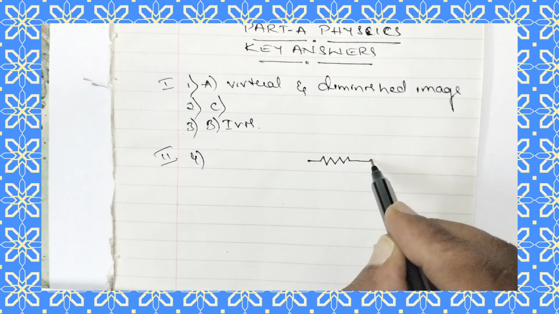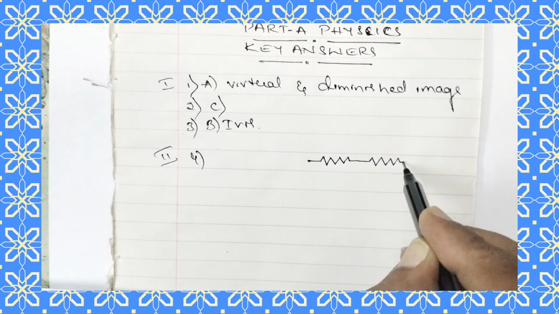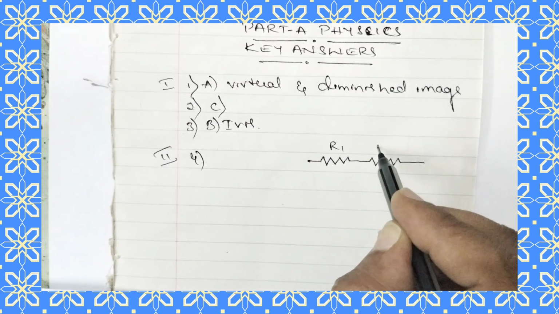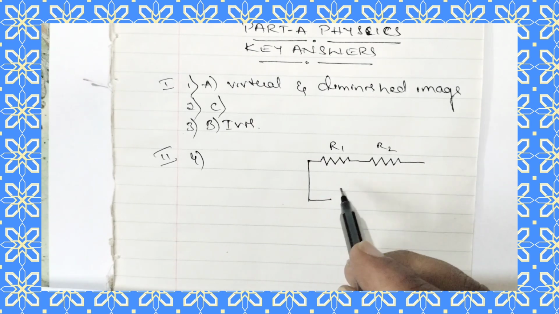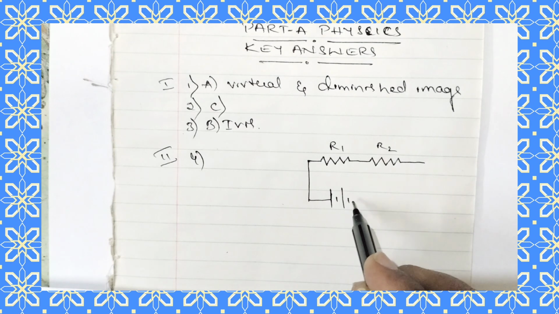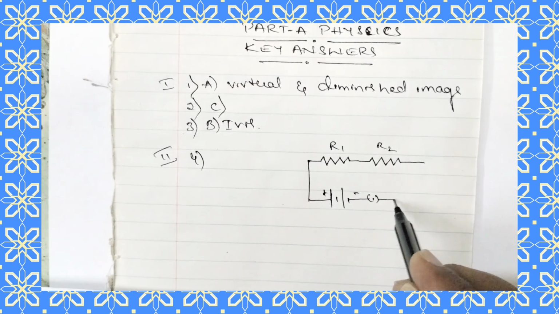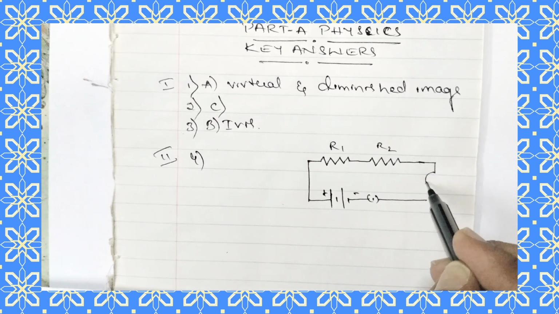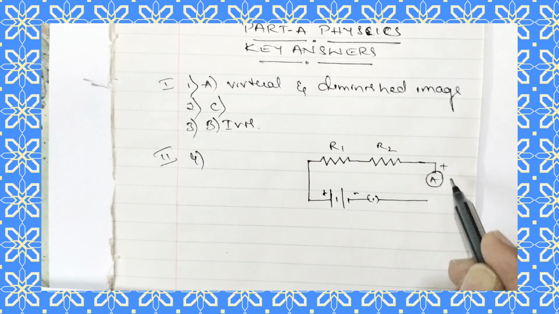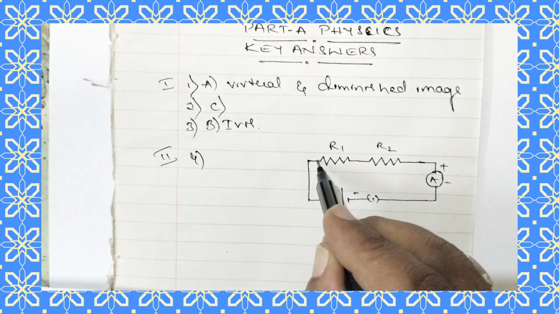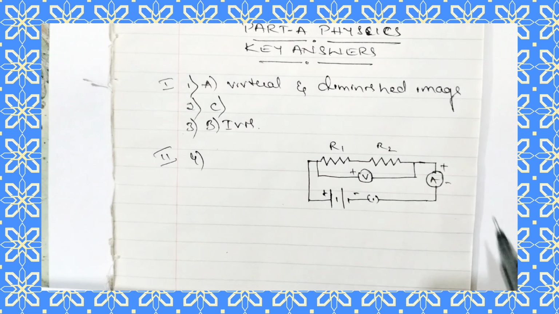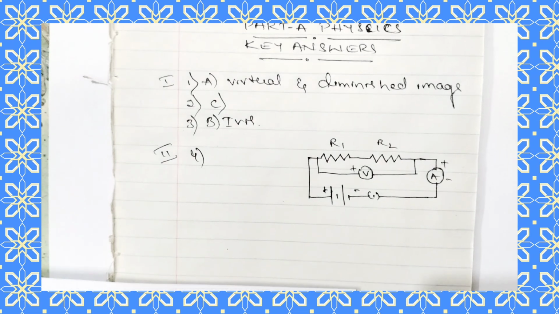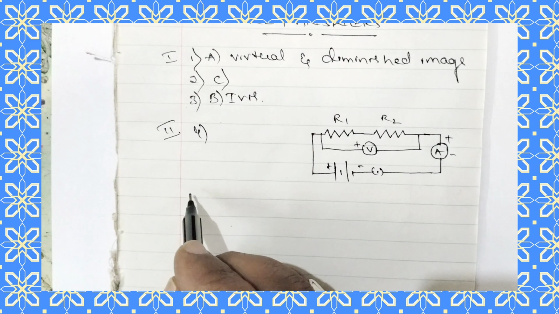This is R1. This is R2. R1, R2. So this is a battery. This is switch. This is ammeter. And this is voltmeter. So this is the circuit symbol for when 2 resistors are connected in series.